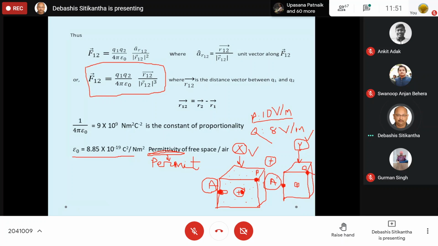What does that mean? That means the material X is allowing more electric field lines to pass through the point P. It is permitting more electric lines of force, or electric field lines, to pass through it, whereas the material Y is allowing fewer electric field lines to pass through it. That means how easily electric field lines pass through a material is known as the permittivity of that material.